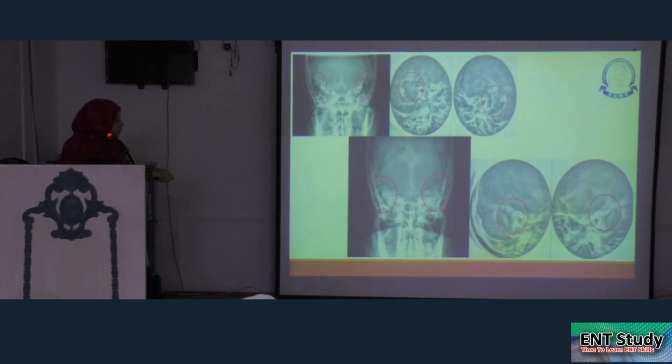This is another case that shows a total haziness and sclerosis of the mastoid cells bilaterally on both views. This is in favor of sclerosing mastoiditis.